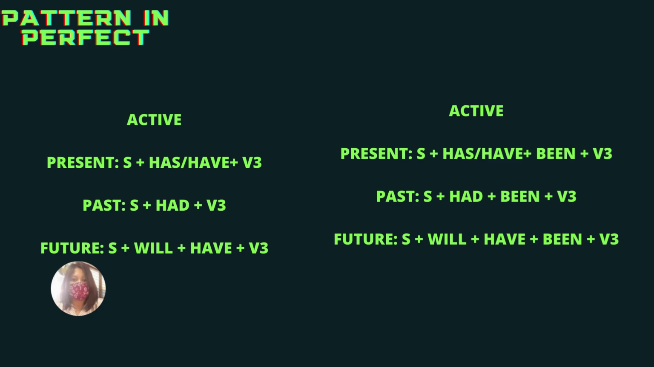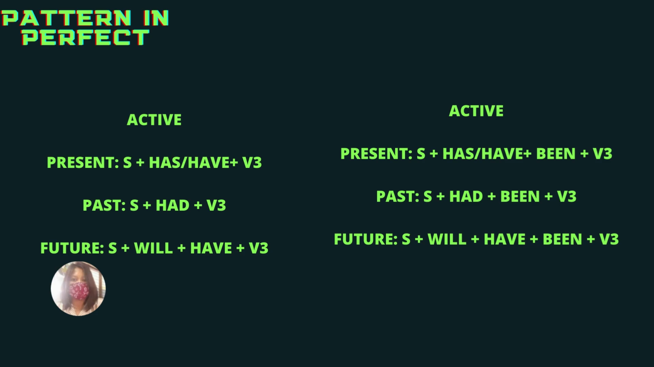And then for the future, you are going to have subject plus will plus have plus verb 3. That's for the active. For the passive, you are going to have subject plus will plus have plus been plus verb 3. So that will be much easier. And remember, the subject in passive is the object in active. Okay, so just remember that. And the additional words will be "will have been".